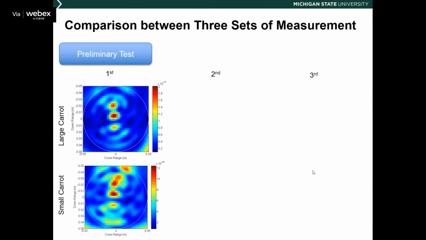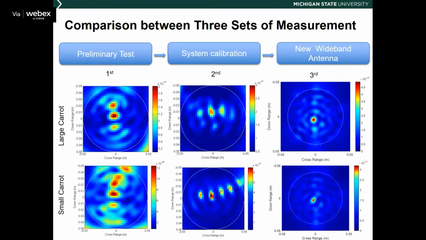Well, let me give you some comparison between before and after and show each step of how we improved over time. So we have some preliminary results. We did a better job in the system calibration. So we achieved the second data set. Then we improved the sensor. So this is the result we published using the ultra wideband sensor, and we can actually have a better reconstruction result here.